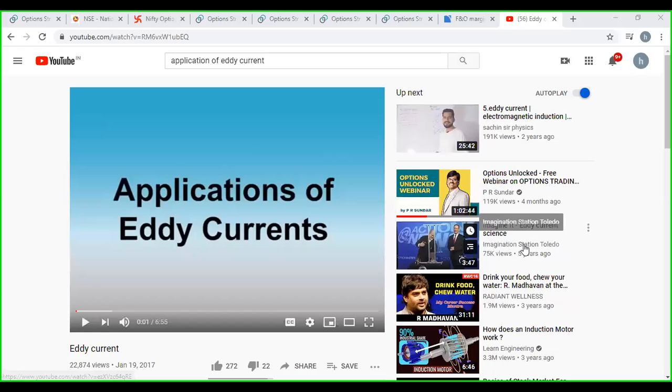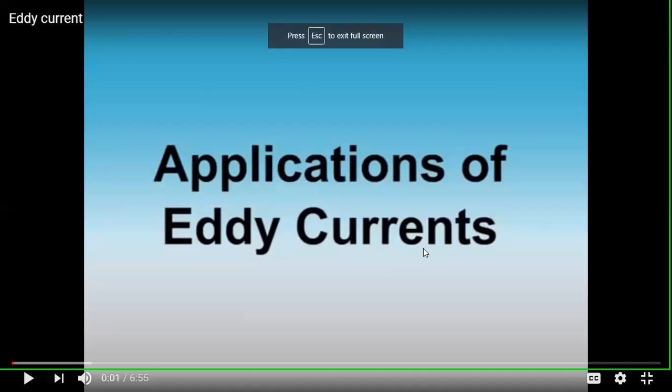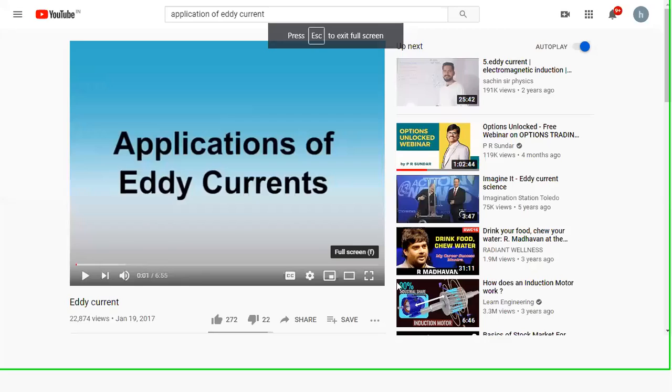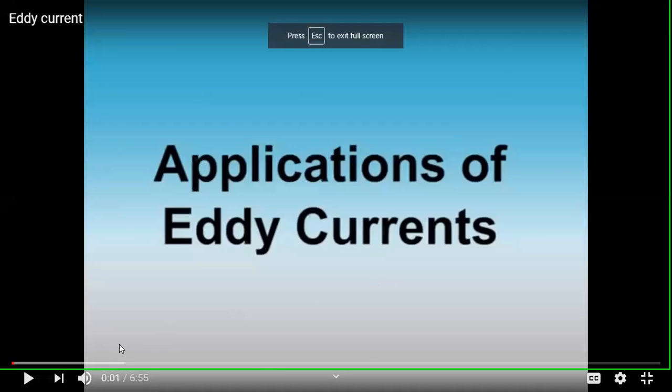अभी हम देखेंगे एप्लीकेशन ऑफ एडी करंट्स। ठीक है, पूरा ध्यान। दिख रही है स्क्रीन सबको? एवरीवन क्लियर?